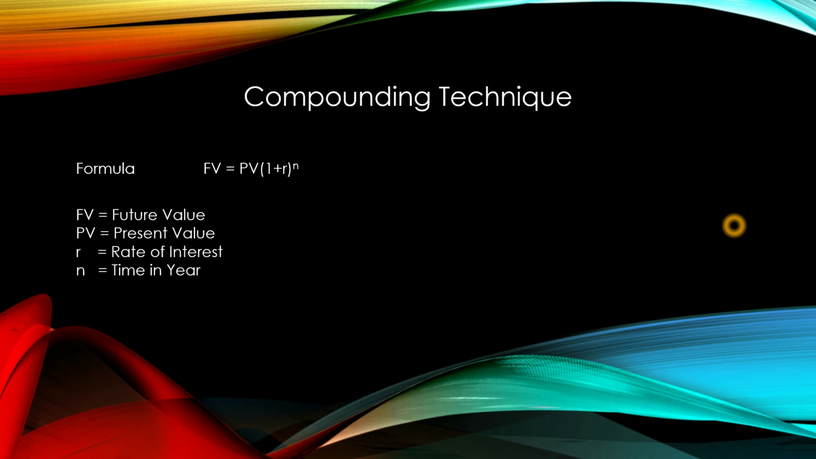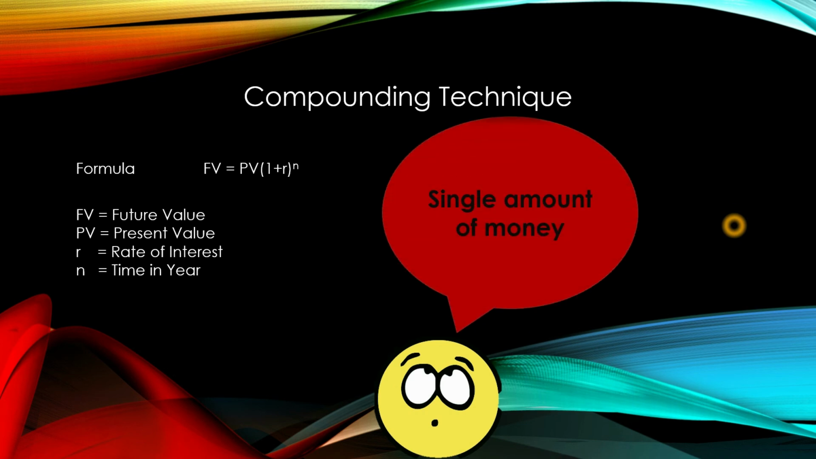FV is future value. PV is the present value of money that we have today. And r is the rate. This rate can be the interest rate of a bank, inflation rate, or expected rate of return. It depends on the nature of your need. But remember, this formula works on a single sum of money, not on a series of equal cash flows. We will understand this in our next video.